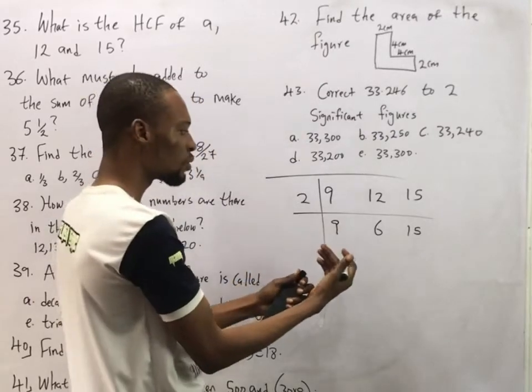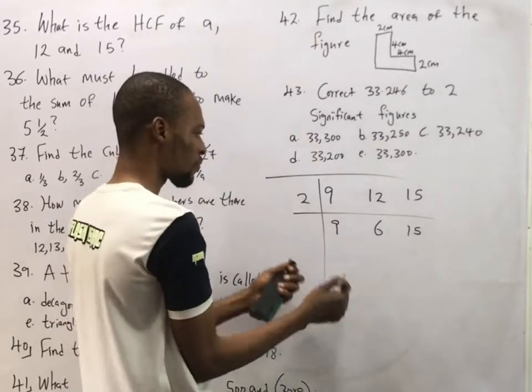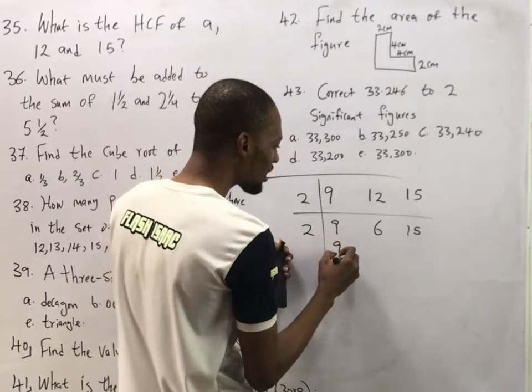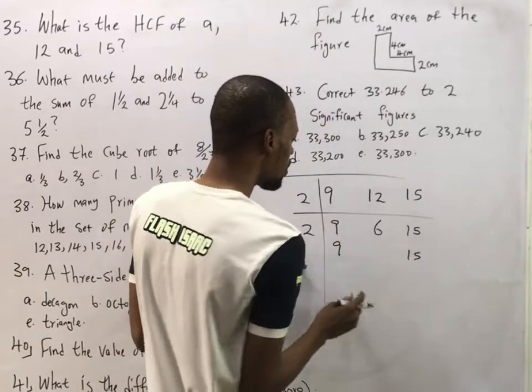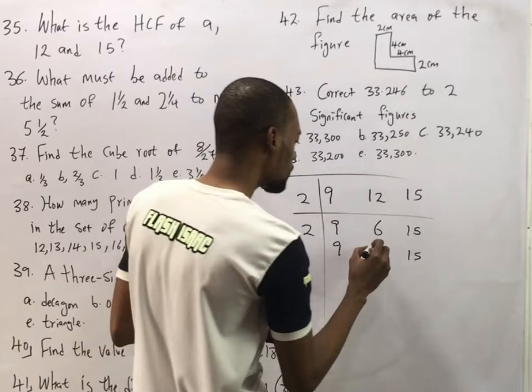Now 2 can still go into at least one of them. So it won't go into 9, it won't go into 15. But 6 divided by 2 would give you 3.